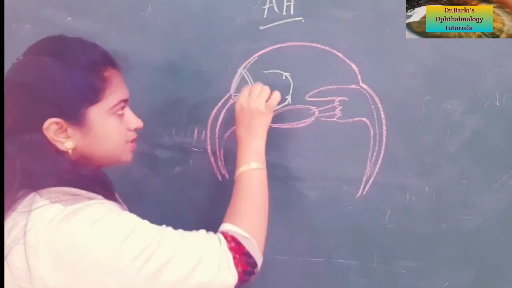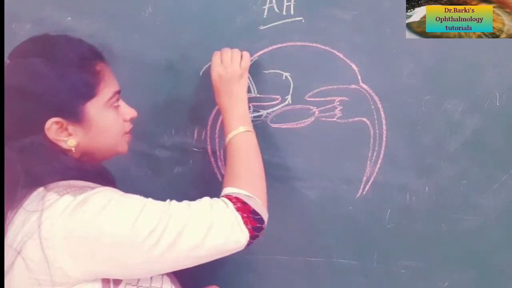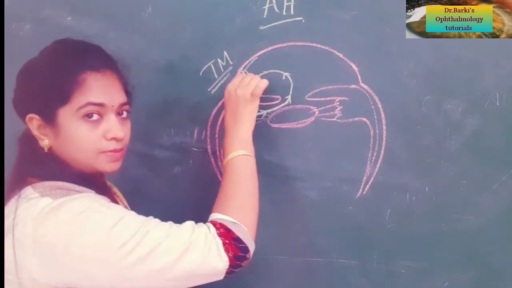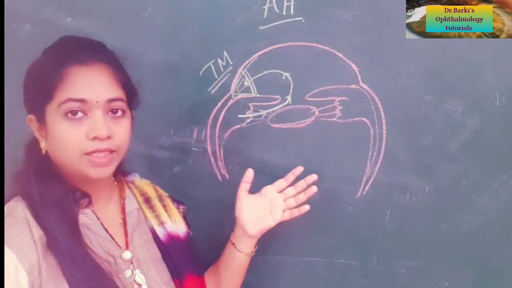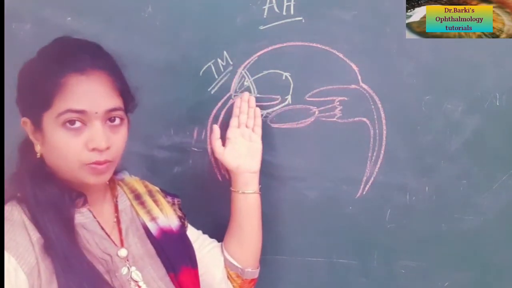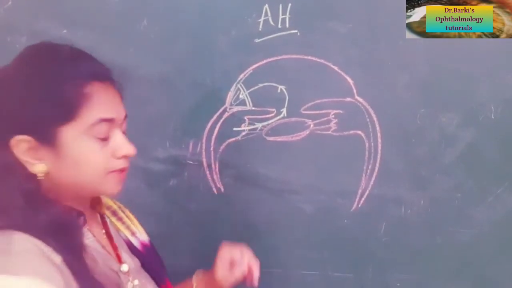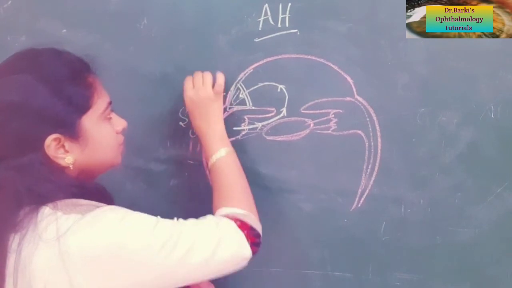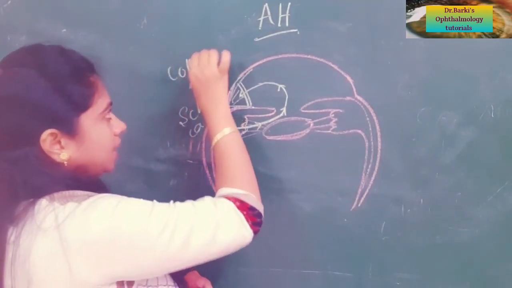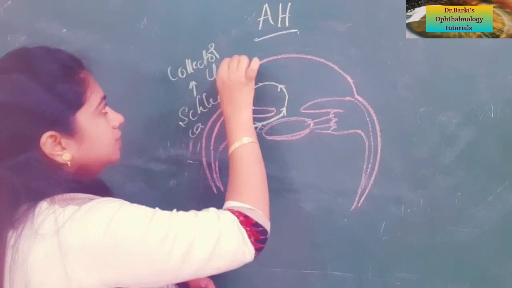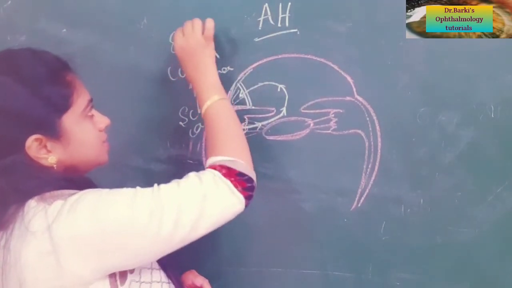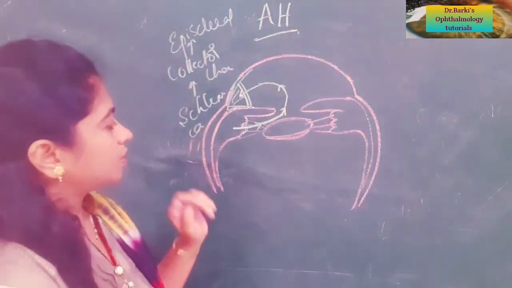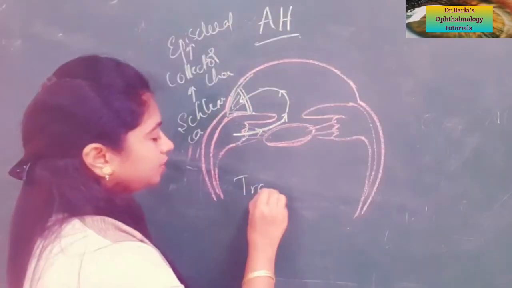And we have a very important structure here called the trabecular meshwork. The aqueous humor will get drained through this trabecular meshwork. It is nothing but a sieve-like structure through which the aqueous will come out. After passing through the trabecular meshwork, it goes through the Schlemm's canal, then through the collector channels and then through the episcleral veins. So this is how the aqueous humor is drained out. This pathway is called the conventional pathway or trabecular pathway.